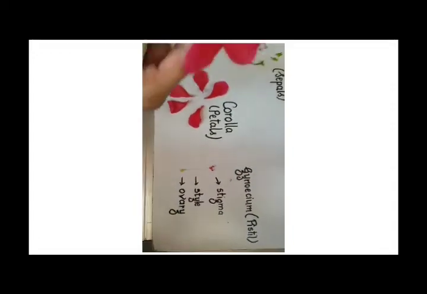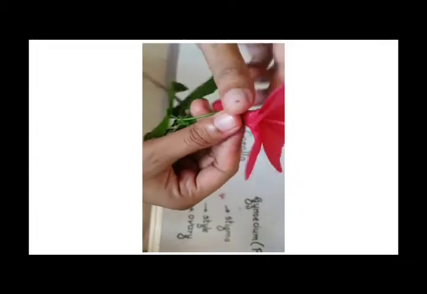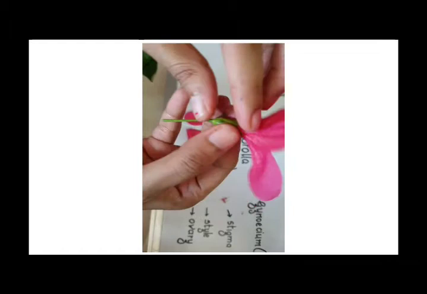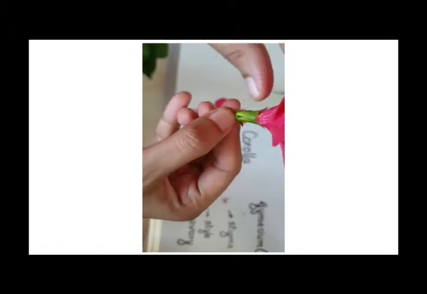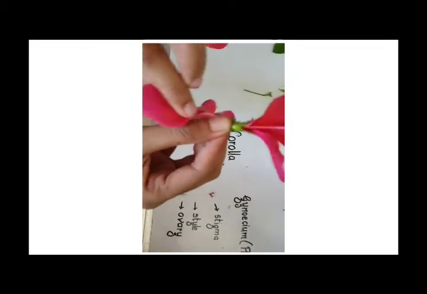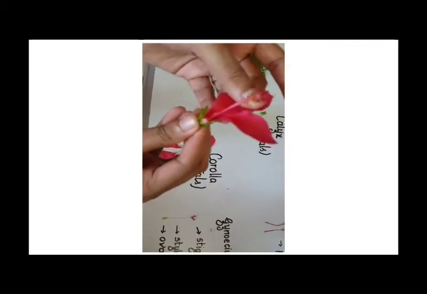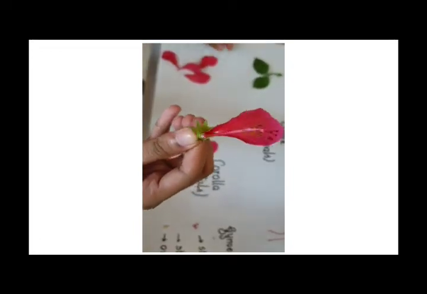This ovary contains ovules. So here I'll be showing you how you can dissect or see the different whorls of the flower by opening it up. Here I am removing the petals first. Slowly, one by one, remove the petals. That is the actual corolla.